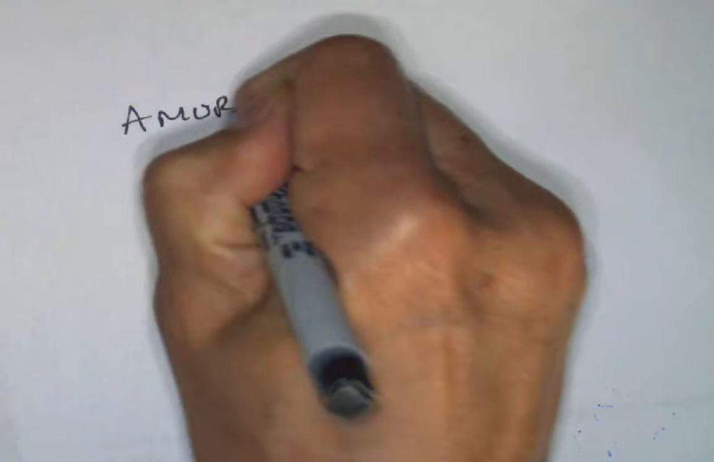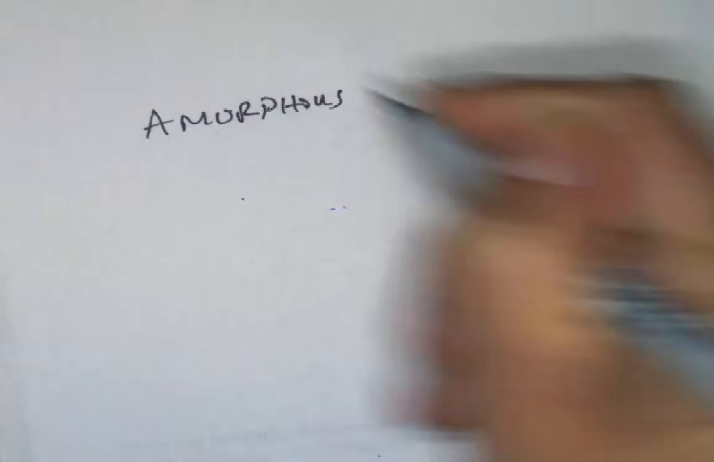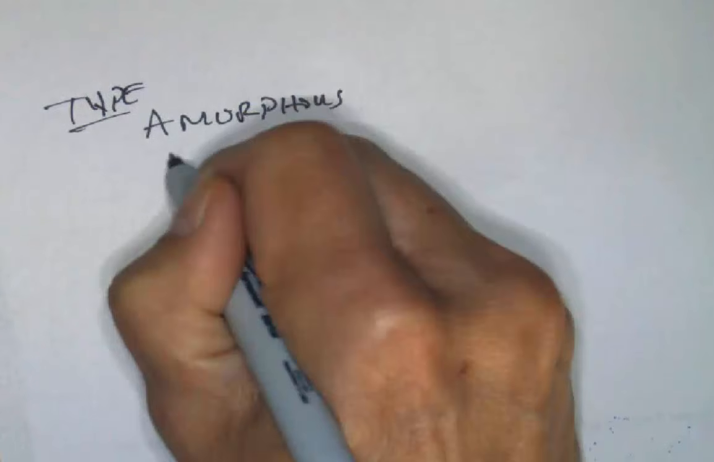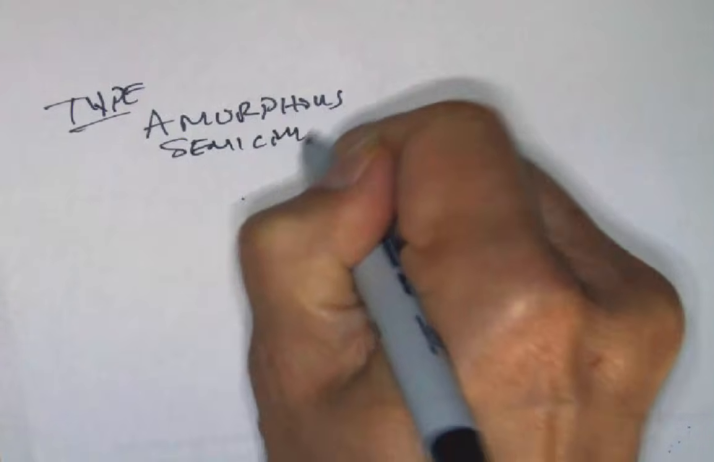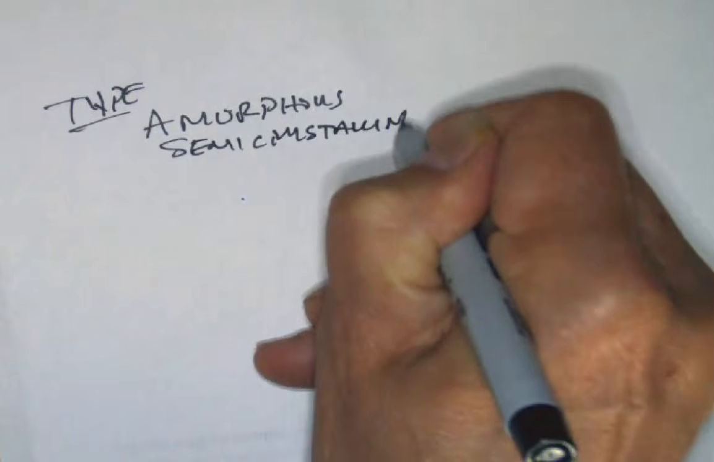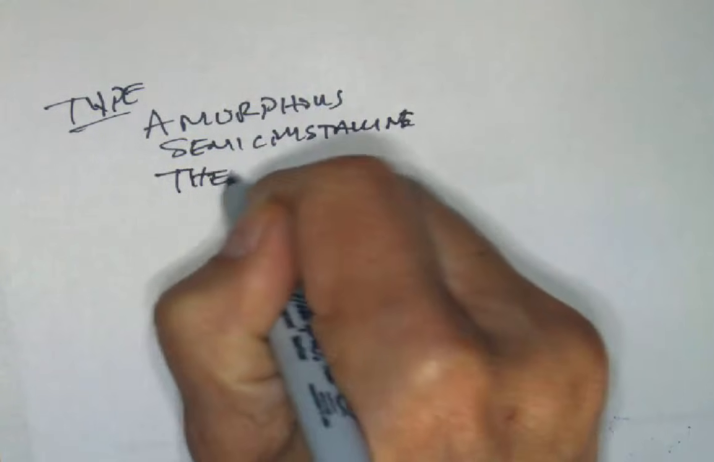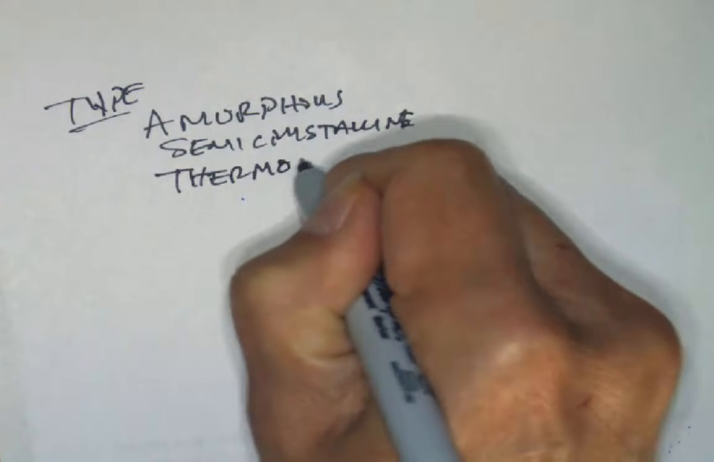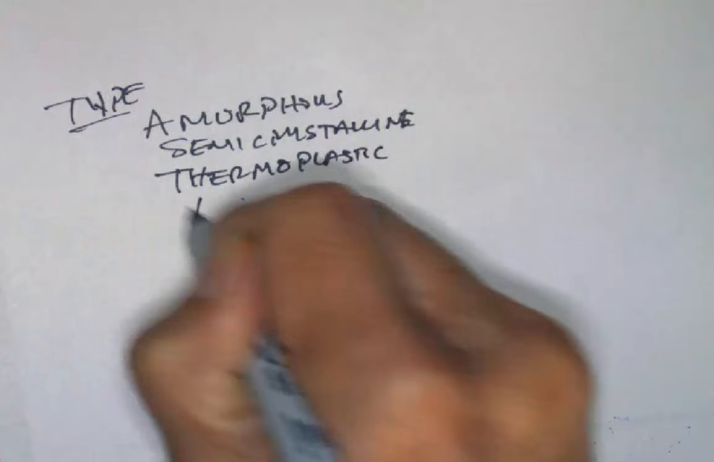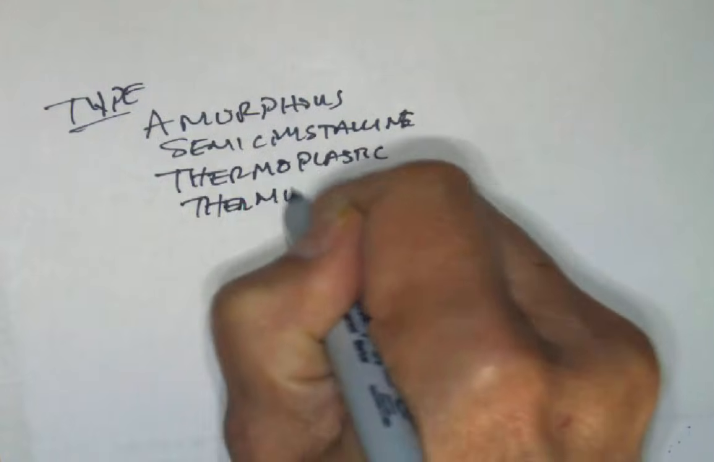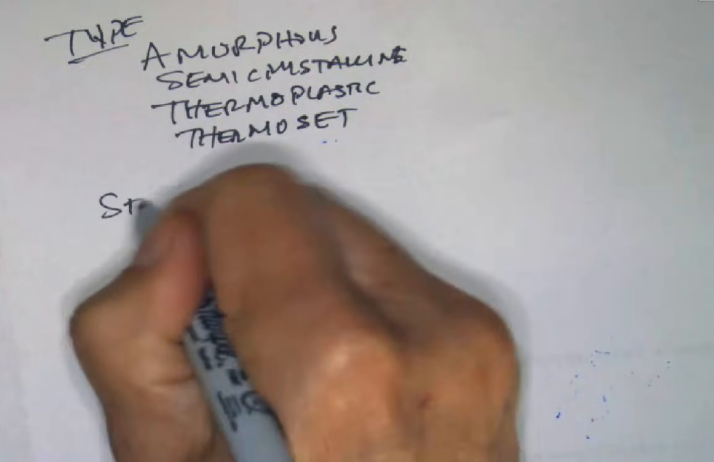On your quizzes and exams, you'll always be asked to figure out these things. What kind of polymer is it? We would call these types: amorphous, semicrystalline, thermoplastic, and thermoset. And you've got to know what all these are, right? They all relate to the structure of the polymer.